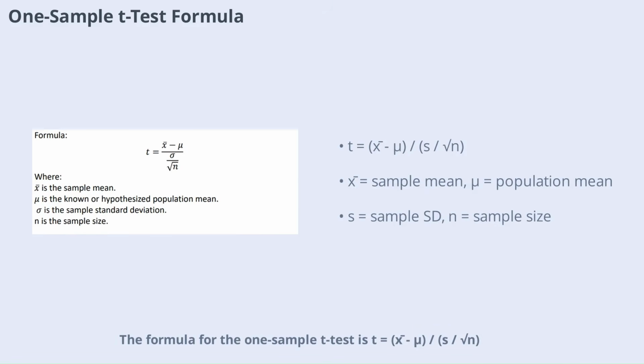The formula for the one-sample t-test is t equals x-bar minus mu, divided by s over the square root of n, where x-bar is the sample mean, mu is the known or hypothesized population mean, s is the sample standard deviation, and n is the sample size. This formula helps you determine if the observed difference is statistically significant.